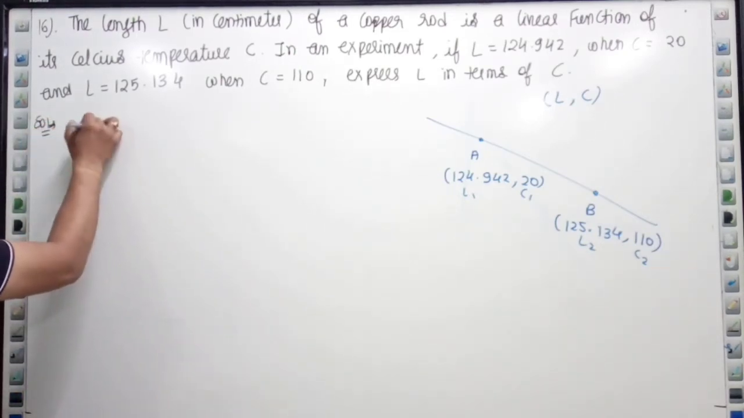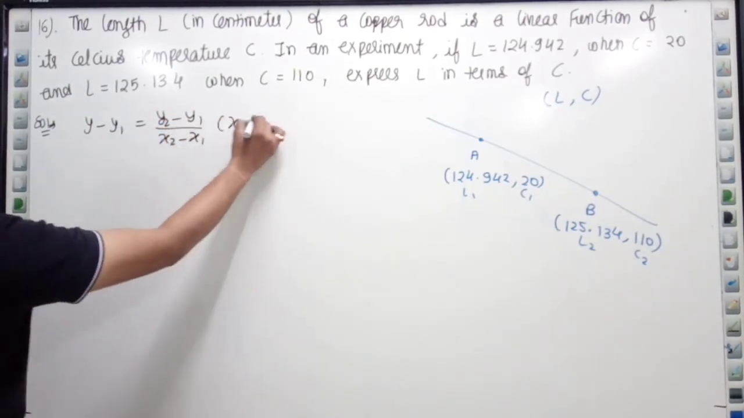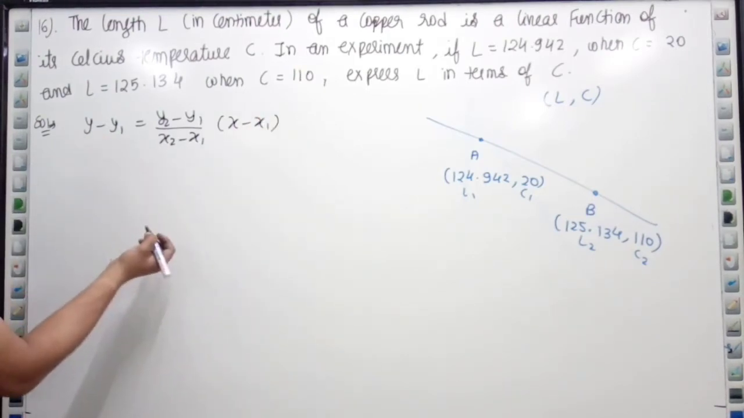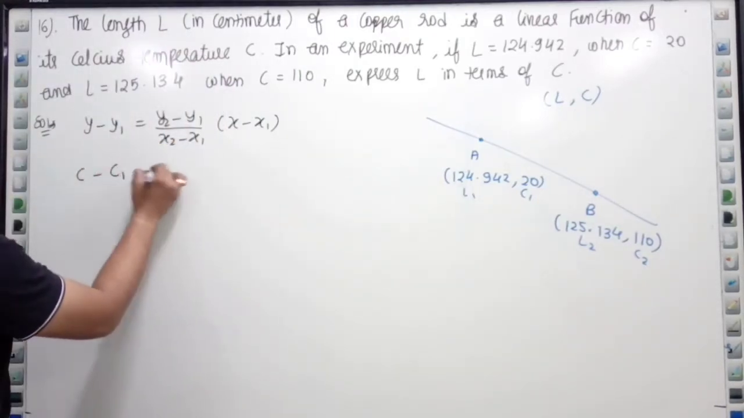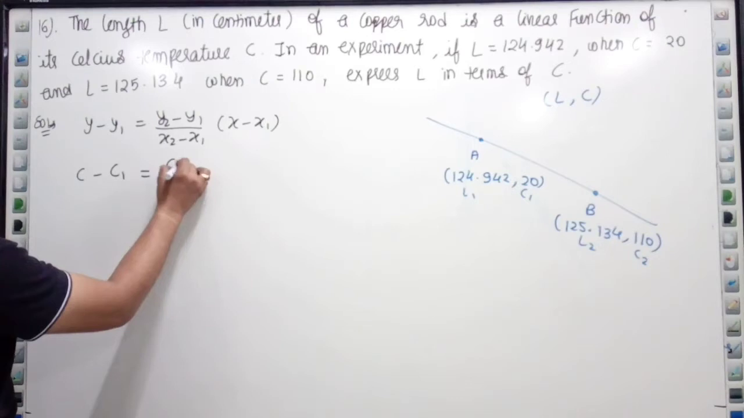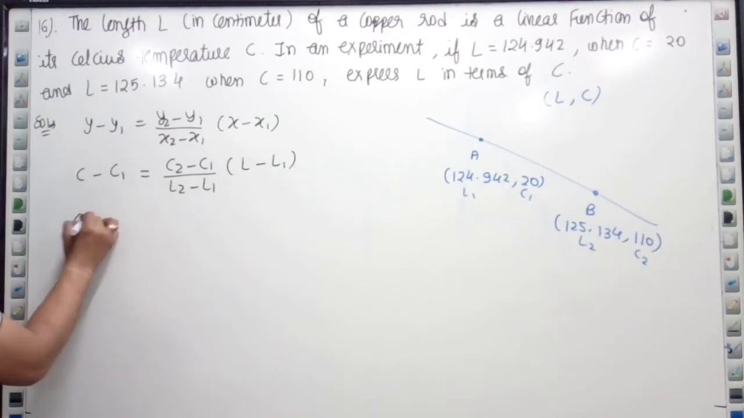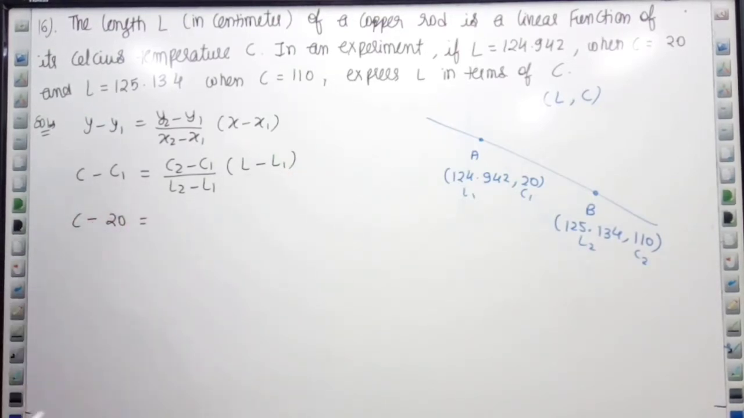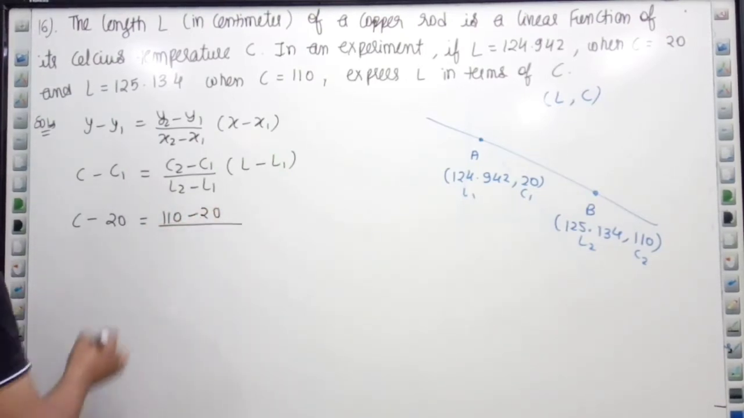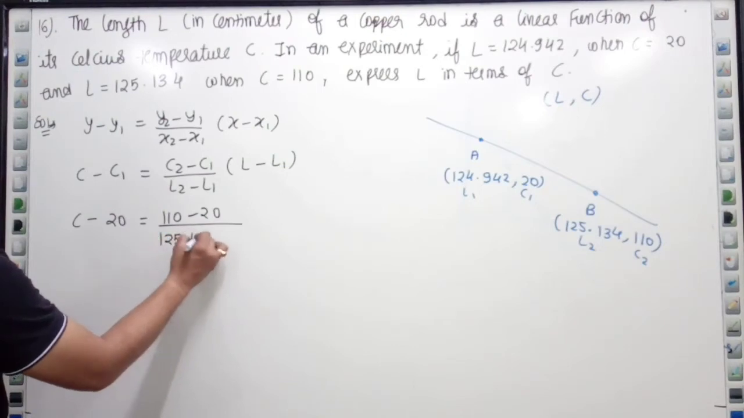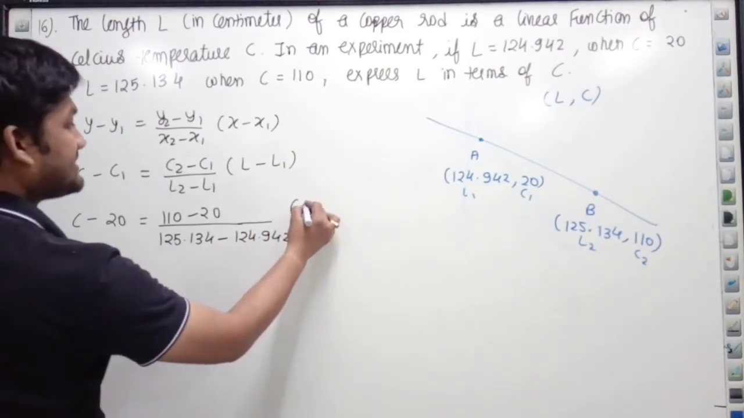know the 2-point formula. y − y1 = (y2 − y1)/(x2 − x1) (x − x1). So in place of y, I am writing C, and x1, y1 in place of L1, C1. C − C1 = (C2 − C1)/(L2 − L1) (L − L1). C minus, what is C1? 20, right? C2 − C1 is 110 − 20 upon L2, L2 is 125.134 minus 124.942.